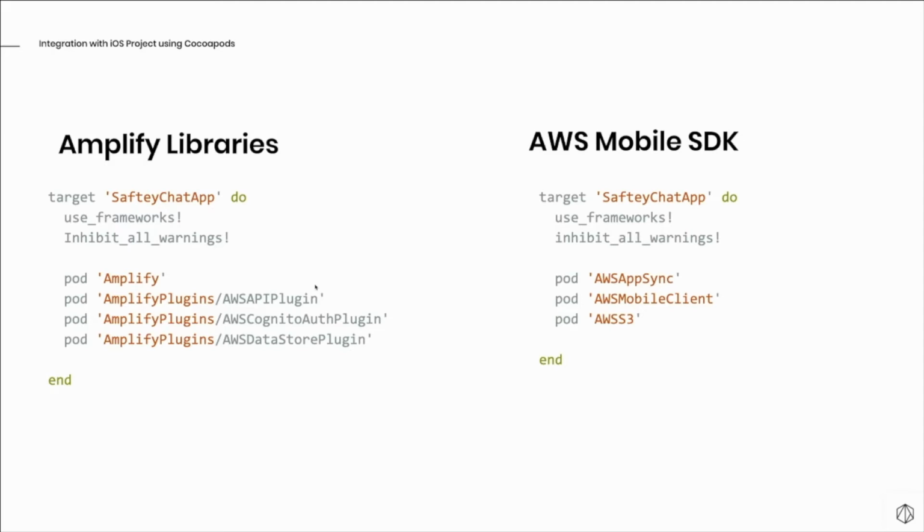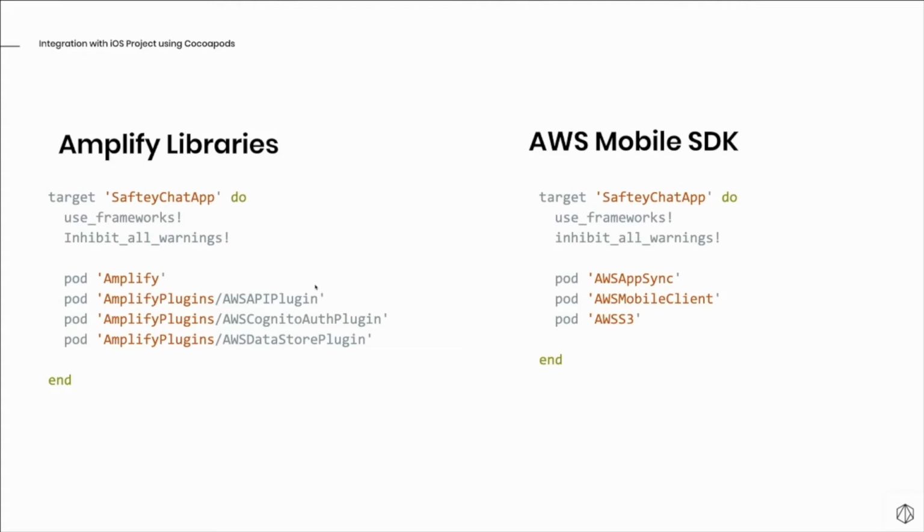There are two ways we can integrate with the Amplify backend that we've just created. One is called Amplify libraries, which are open source client libraries that provide use case centric, opinionated interfaces to connect with the AWS backend. The other one is AWS Mobile SDKs. AWS Mobile SDKs provide a lower-level interface to connect with the AWS backend.